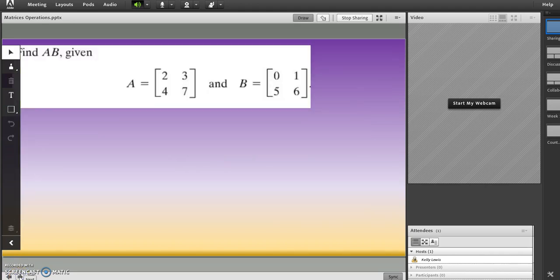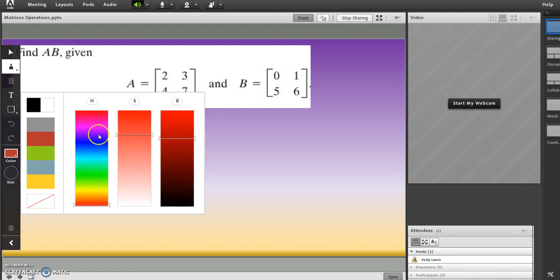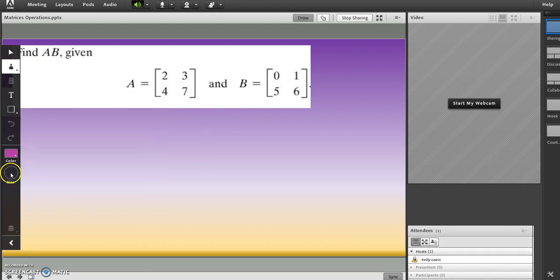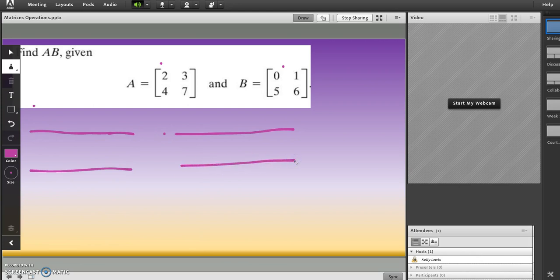So let's try this. All right, go slow. I'm going to take 2 and multiply it by 0. Here's what I do. I make these big spots and then I simplify it later. I'm going to do 2 times 0 plus 3 times 5. So that's the first row, first column.